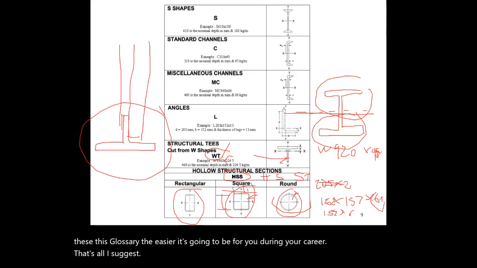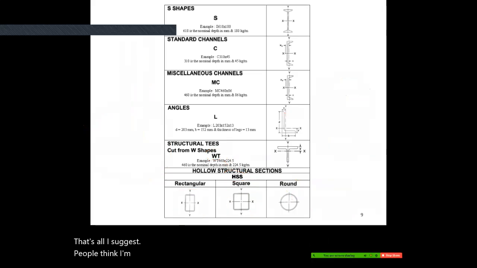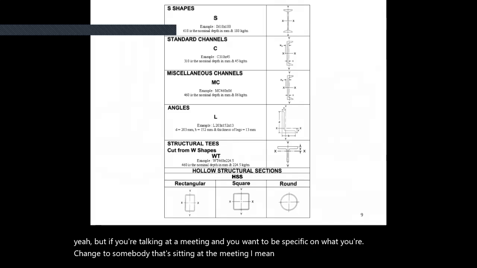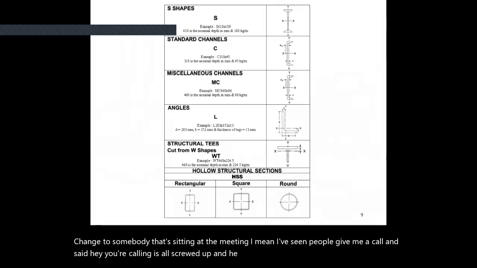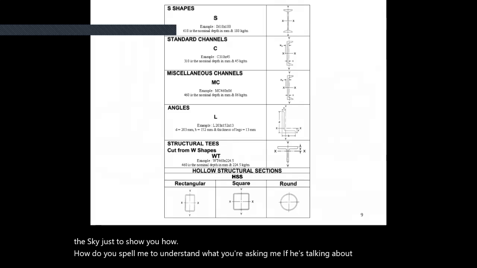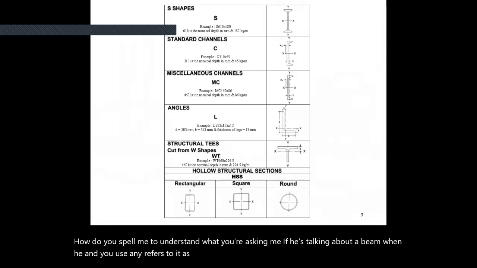So people think, well, I'm not going to become a structural engineer, I'm not going to be interested. Yeah, but if you're talking at a meeting and you want to be specific on what you're saying to somebody that's sitting at the meeting, I've seen people give me a call and say, hey, your column is all screwed up, and he was referring to the beam in the ceiling. So I was picturing this vertical element in my mind, and he was pointing at a horizontal element up in the sky. How do you expect me to understand what he's asking me if he's talking about a beam when he refers to it as a column?